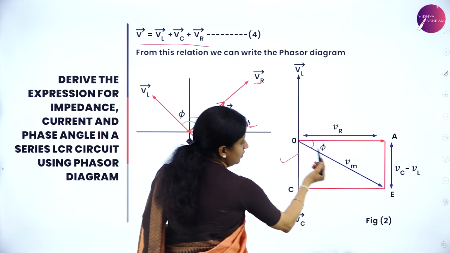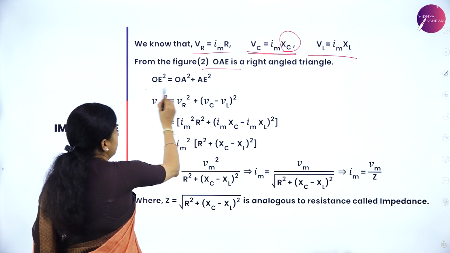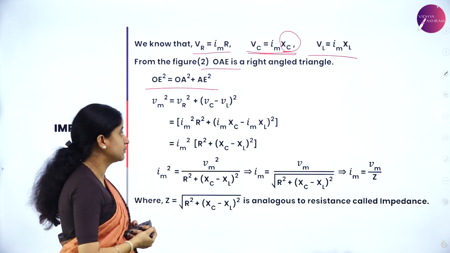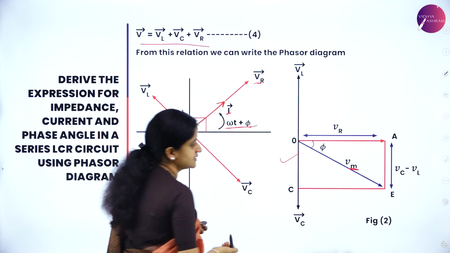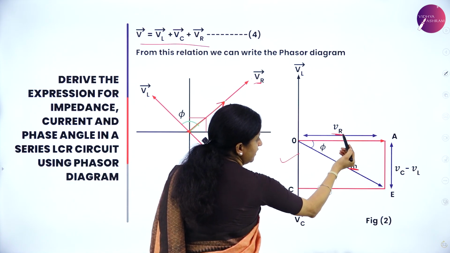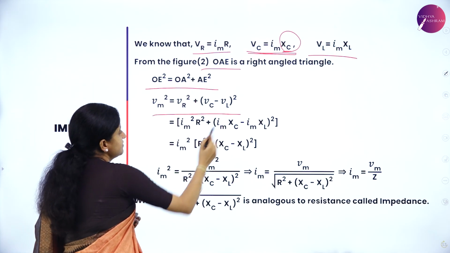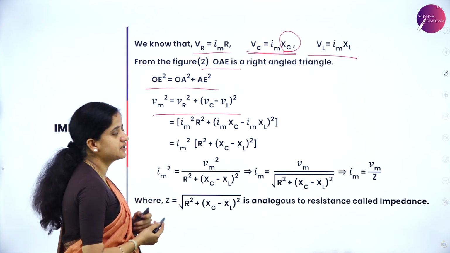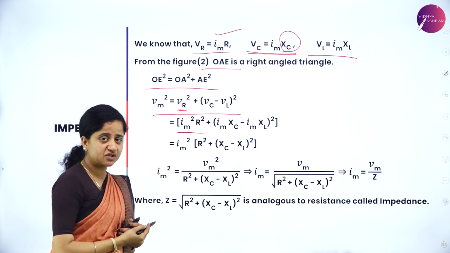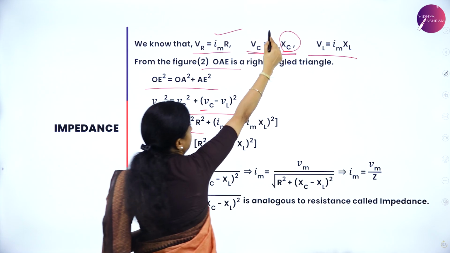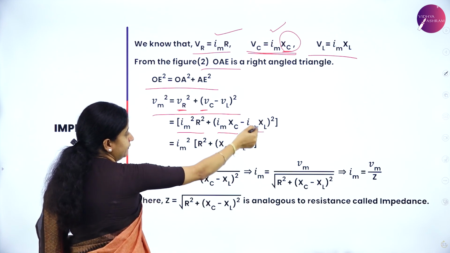According to this, OE square is equal to OA square plus AE square by applying the Pythagoras theorem. Now what is OE according to the diagram? OE is nothing but Vm, that is peak voltage, OA is VR, and AE is VC minus VL. So substituting all the terms in the above equation, we get Vm square is equal to VR square plus VC minus VL the whole square. What is VR? It is Im into R. So substituting that, we get Im square into R square plus, VC is nothing but Im into Xc, so it is Im into Xc minus Im into XL the whole square.